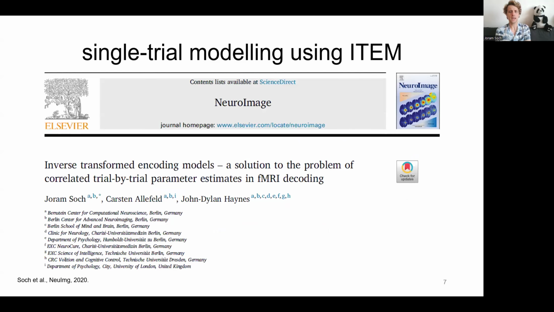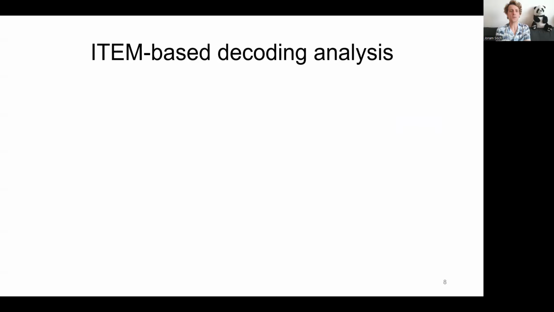And in a NeuroImage paper from 2020, we have proposed inverse transformed encoding models, or ITEM in short. And here the focus is not so much on robust single trial estimates, but on specifying a single trial model which accounts for the covariance of the trial-wise parameter estimates. So here's how it works.